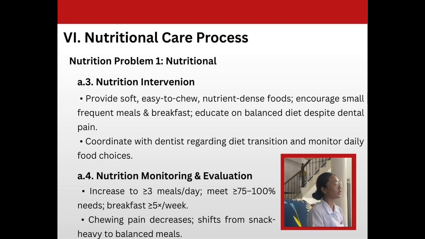For monitoring and evaluation, goals are greater than or equal to 3 meals a day, 75 to 100% nutrient needs, breakfast at least 5 times a week, decreased chewing pain, and a shift toward more balanced meals.